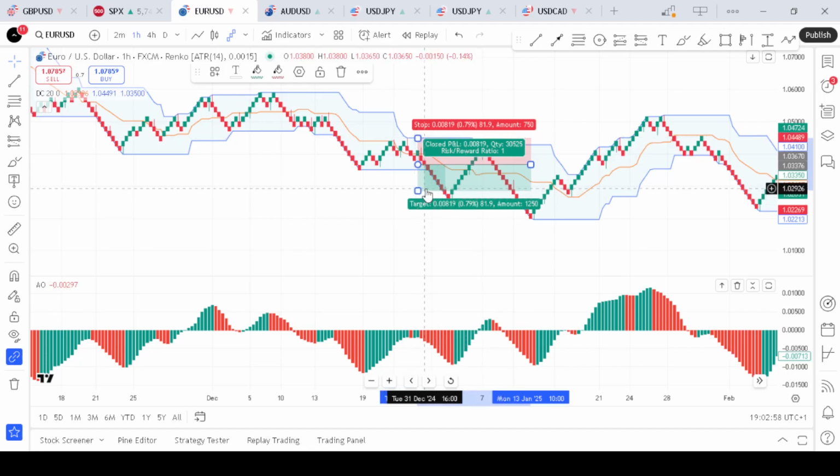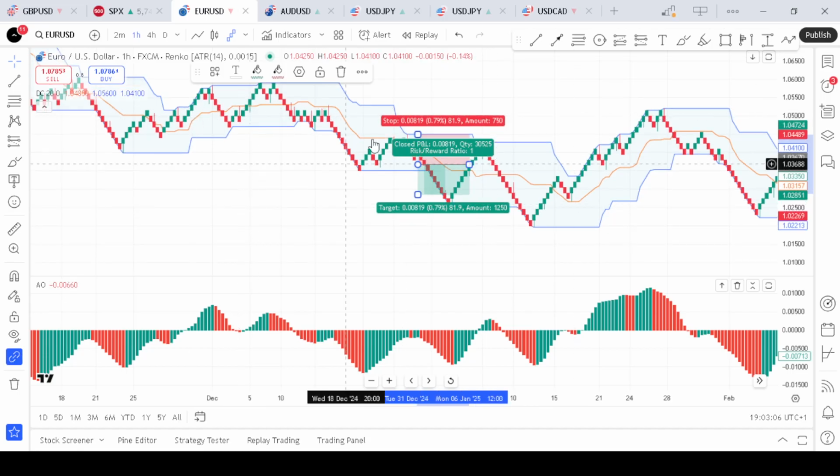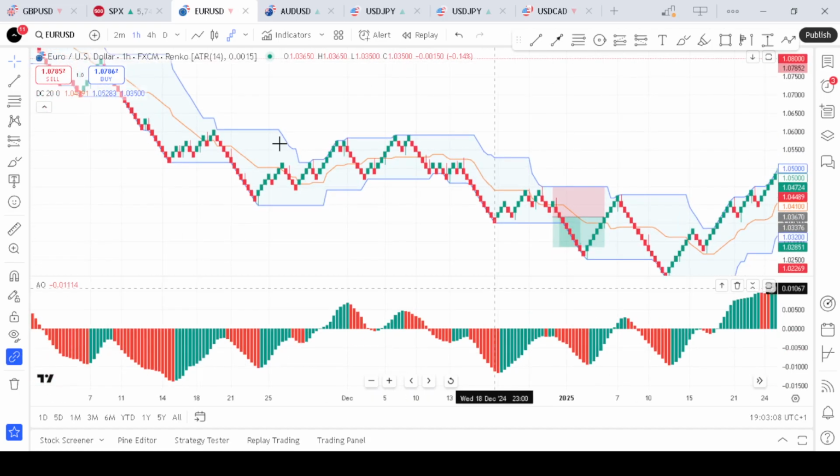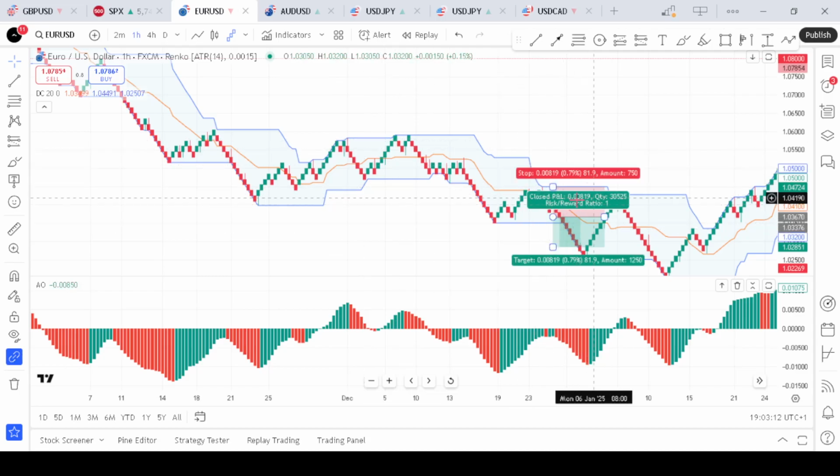And you have to ensure that your entry aligns with the overall trend indicated by the Donchian channel. As we can see, the trend is trending to the downside, making a series of lower highs and lower lows. That's why this trade is a valid trade.